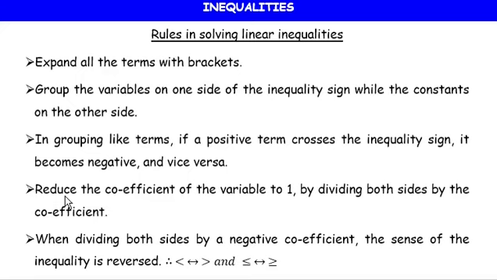And then of course you have to reduce the coefficient of the variable to 1 by dividing both sides by what? By the coefficient, right? So it is the same thing as we saw under equations. But then one special rule that you have to take note of is this. Now, with inequality, we are very much particular about the position of the variable with respect to the inequality sign, right?